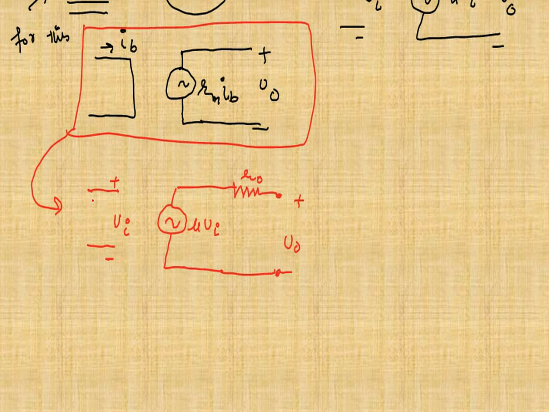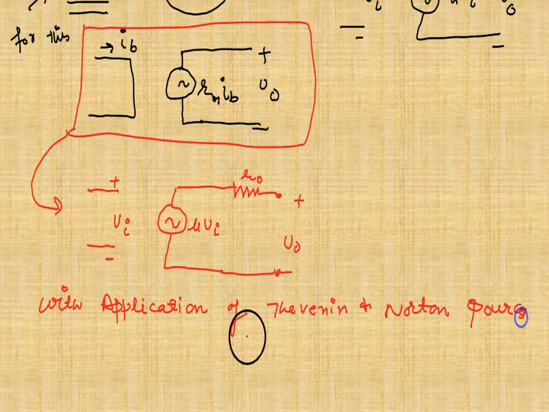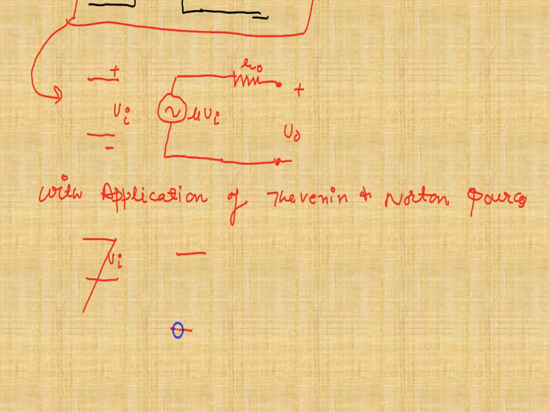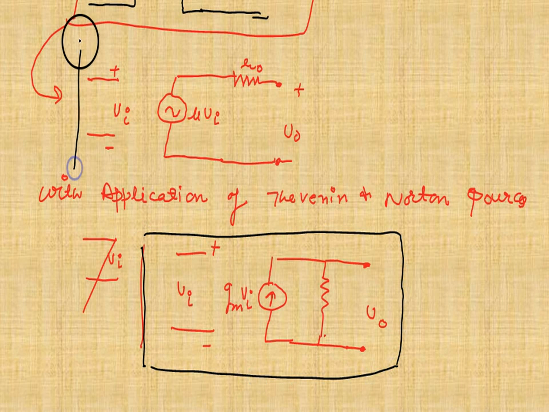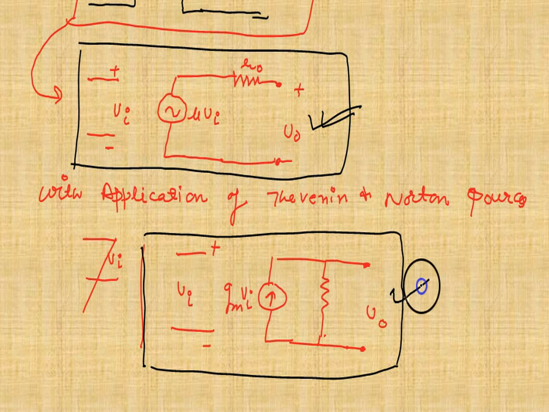Now this circuit can be converted using the Thevenin or Norton theorems. This theorem helps to convert a voltage source to a current source. So this is VI. Now we're going to convert it into the current source, GM into VI. GM is the mutual conductance, it becomes the current IC. And then the series resistance comes as a parallel shunt path.